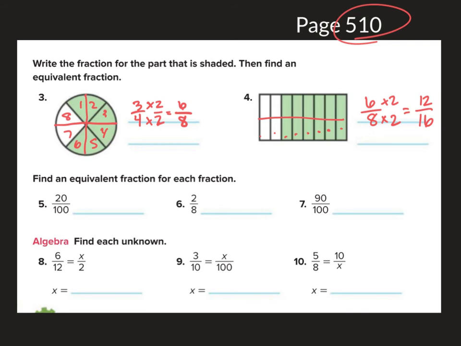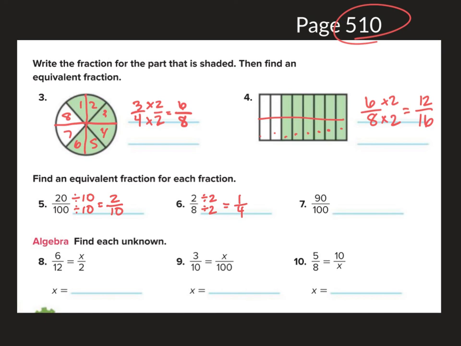Equivalent fractions. Find an equivalent fraction for each fraction. Now look here, I've got 20 over 100. I could choose for this one, let's divide them both by 10. 20 divided by 10 is 2. 100 divided by 10 is 10. So 20 hundredths is the same as saying 2 tenths. They're equivalent fractions. 2 eighths, I see I could divide them both by 2 and get 1/4.